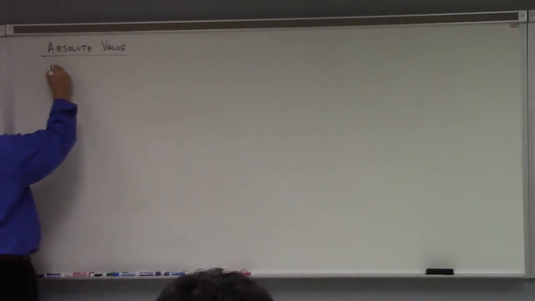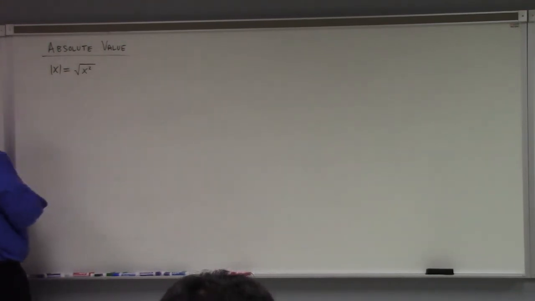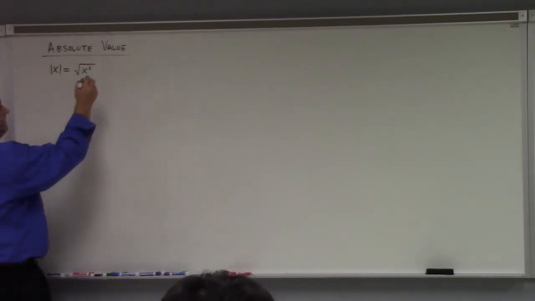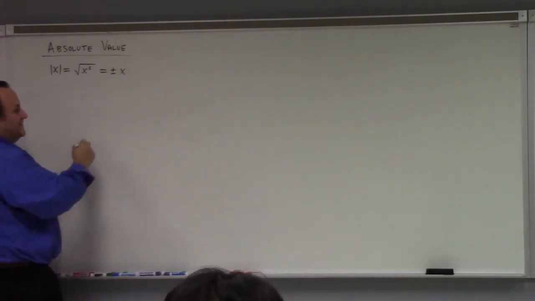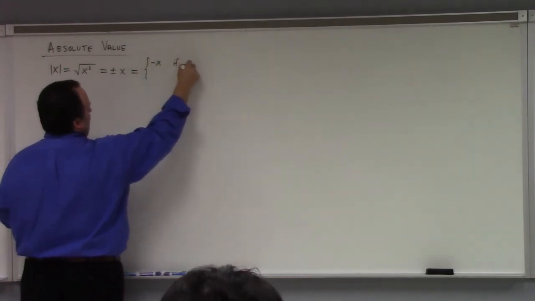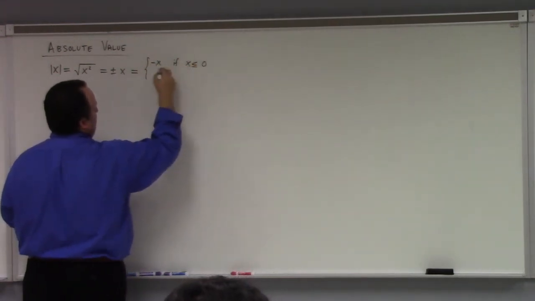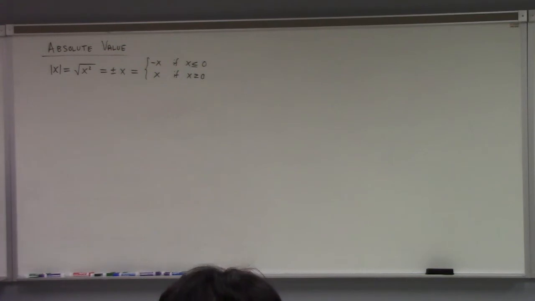So absolute value, here's the definition. Absolute value of x. It's the square root of x squared. All right. That is equal to plus or minus x, depending on what x is. In fact, in particular, it's minus x if x is less than or equal to 0, and it's x if x is greater than or equal to 0. In fact, the cases agree at 0, right?